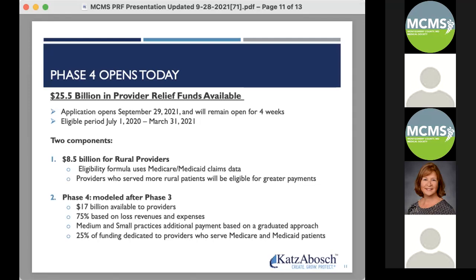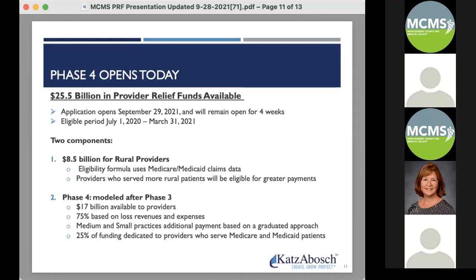Phase 4, again, is modeled after phase 3. We looked at the forms. They're almost exactly the same as the ones you filled out before. They just have some different dates on them. So there's $17 billion available to apply for.